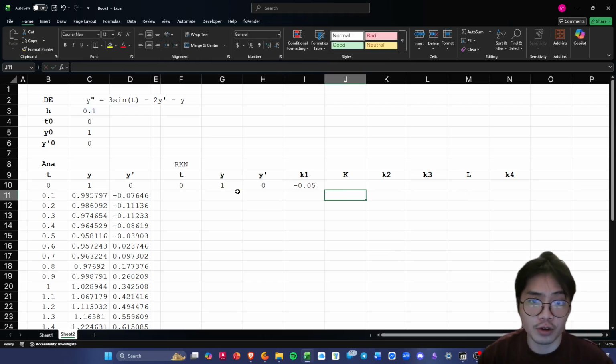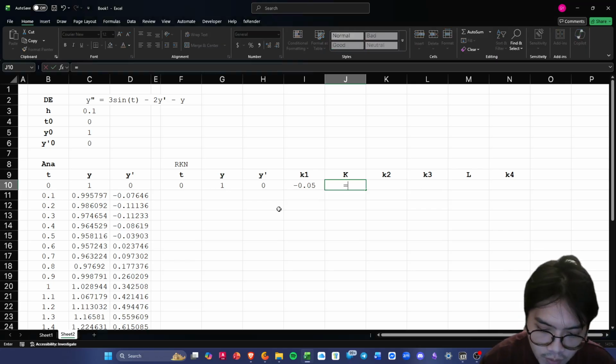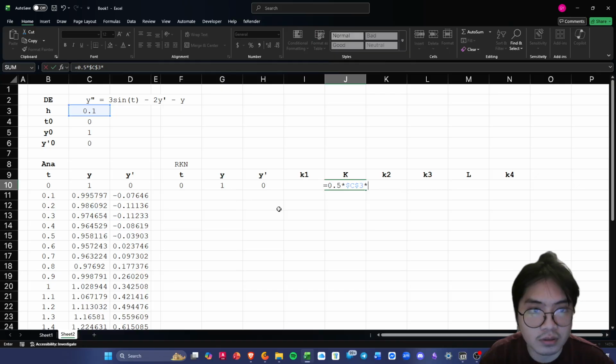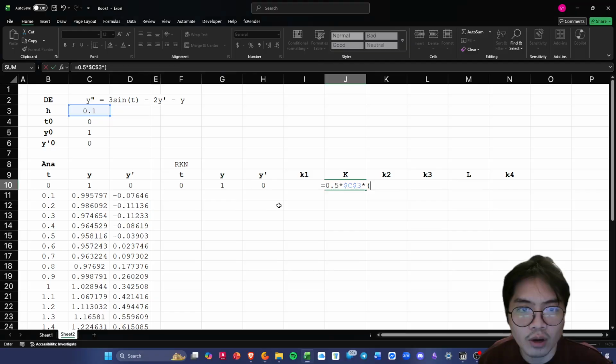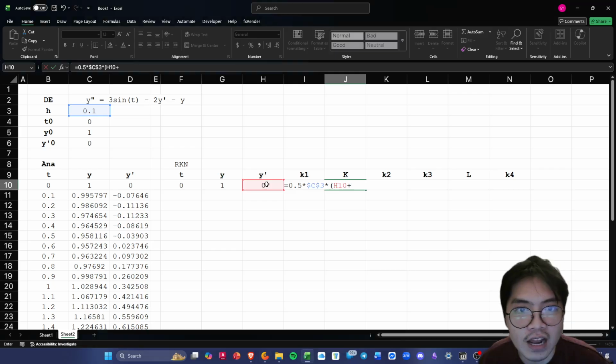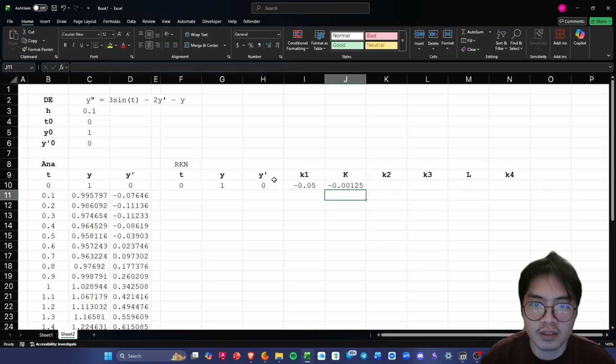Okay, so that is your K1. And then finally, or not finally, you get to K, which is going to be 0.5 times C3 times... where are we supposed to go? Okay, y dot, that's going to be H10 plus K1. Your value of K1 is I10 divided by 2. So just put in here 0.5 times I10. There's your value of K.